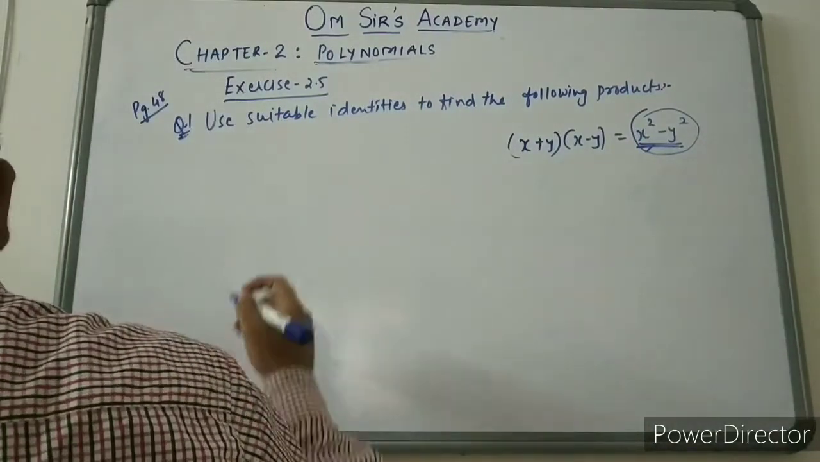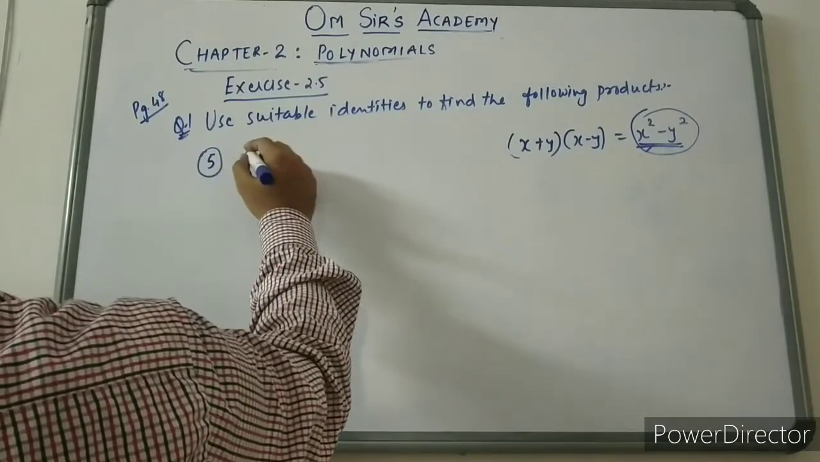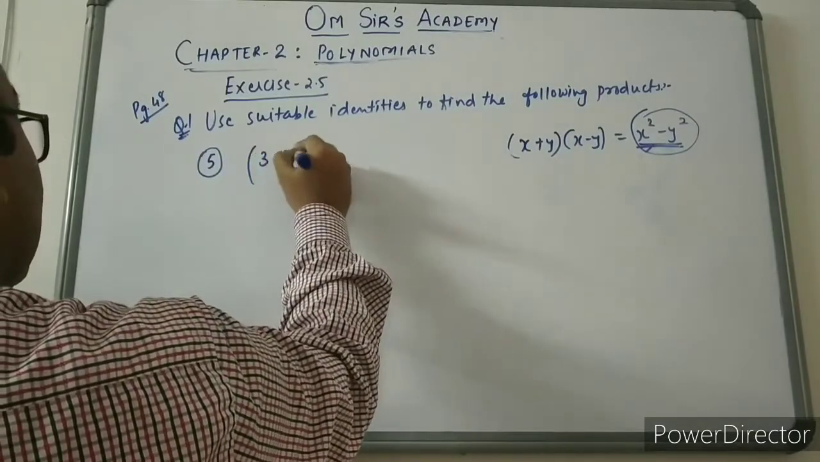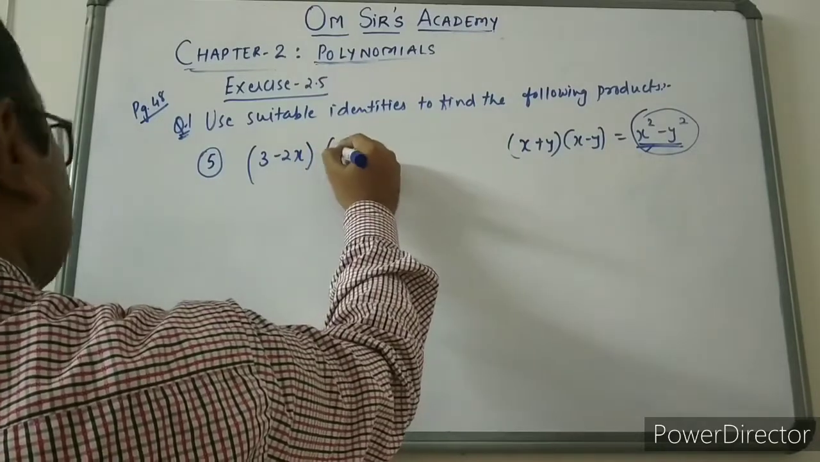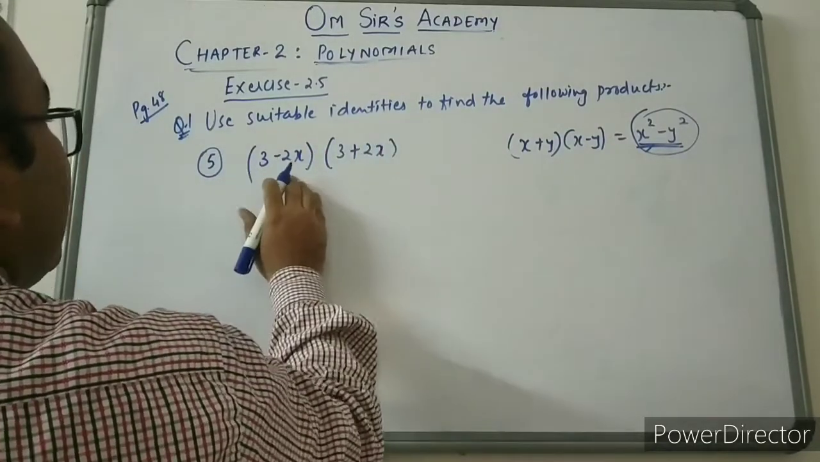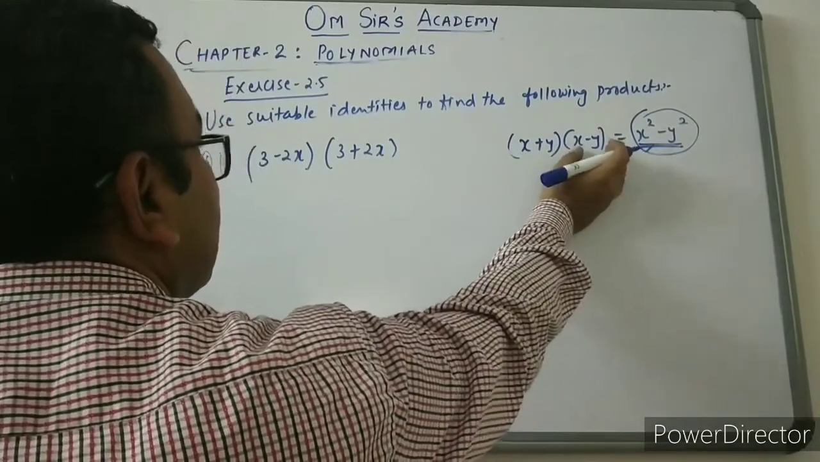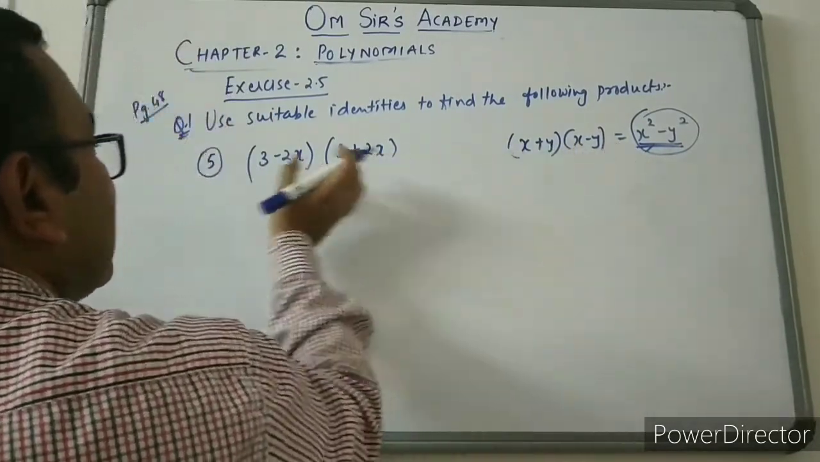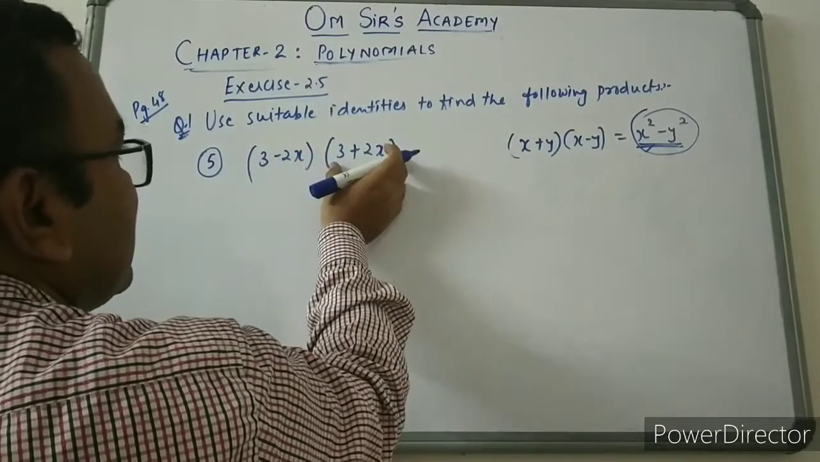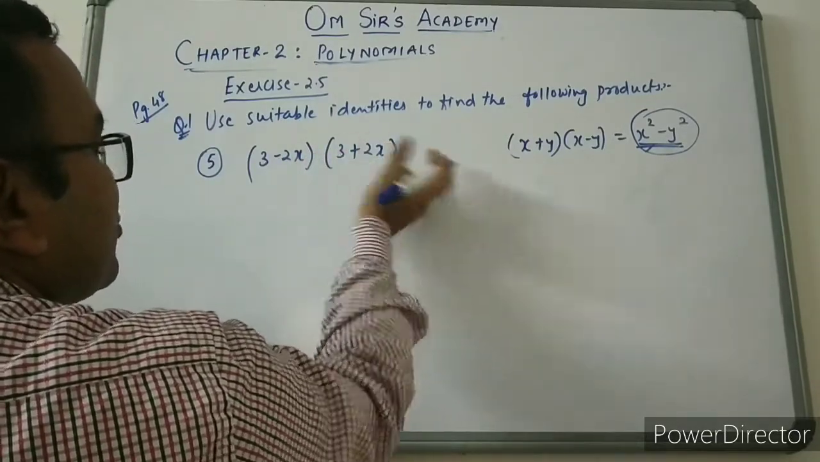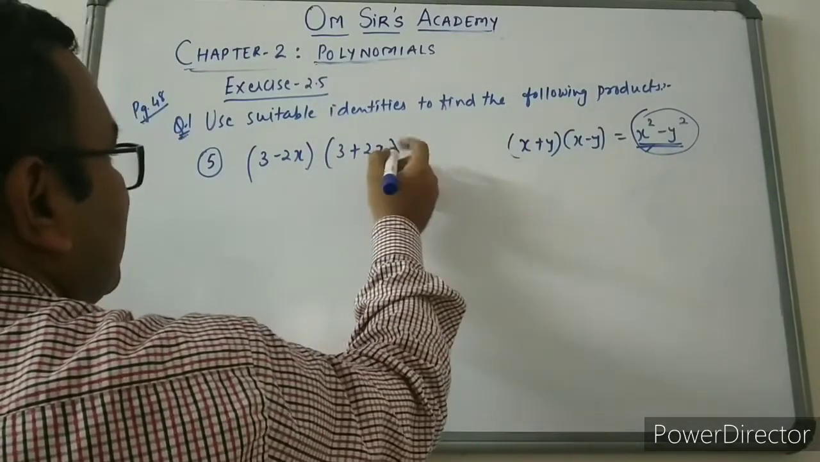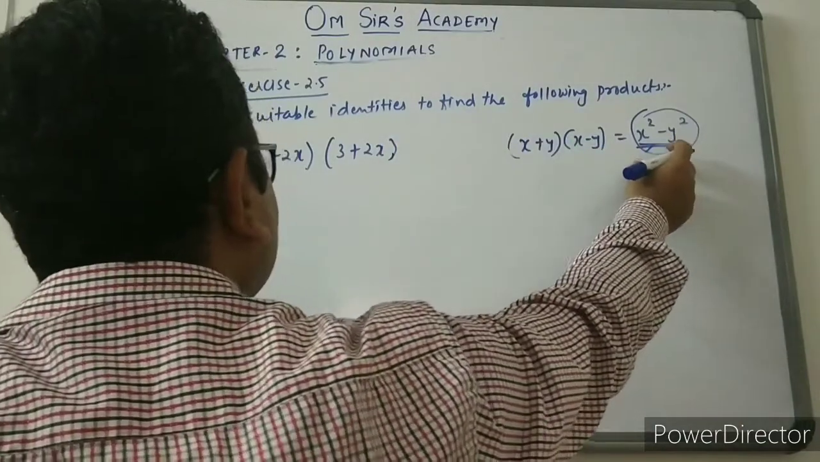Again the next sum, fifth sum, is with that identity only, we are going to use. 3 minus 2x and 3 plus 2x. It is the same way, but here the minus 1 is taken first and the plus 1 part is taken afterwards. So there is no change in that. The identity will remain as it is.